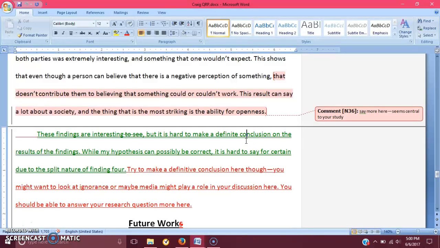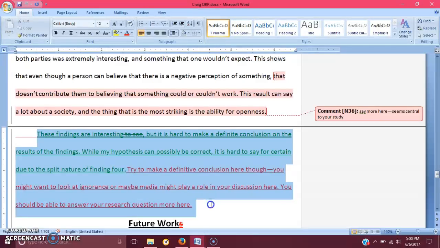Let's start with the bad example. So here, I'm going to give you guys a second. You go ahead and read this paragraph, and then we'll go over it in just a second. Okay, so hopefully you had time to read it all.